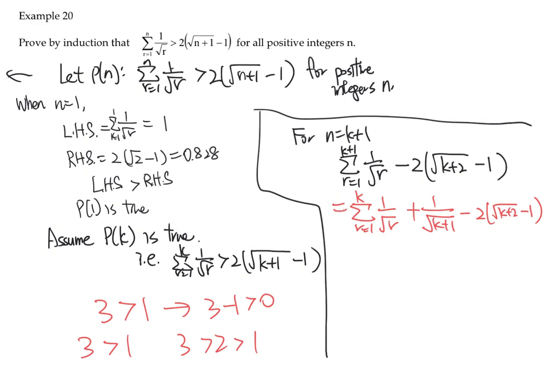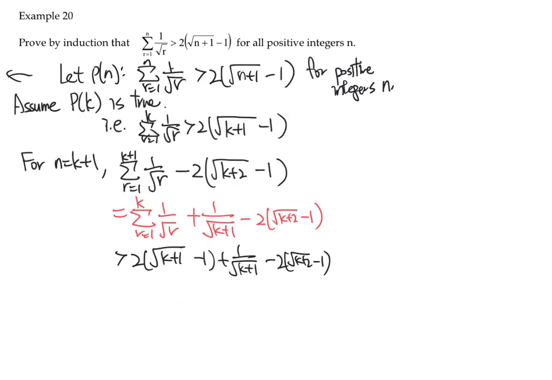So from the equal sign, it turns to the larger sign because this one is larger than this one. When using part A, that is already larger than 2 times the bracket square root k plus 1 minus 1, plus 1 over square root k plus 1, minus 2 times the bracket square root k plus 2 minus 1. Oh, there is not enough space, so I will rearrange the terms again. As n equals 1 is trivial, I just remove it and focus on the n equals k plus 1 part. Now it's already the inequality side, and we have to simplify these few terms.